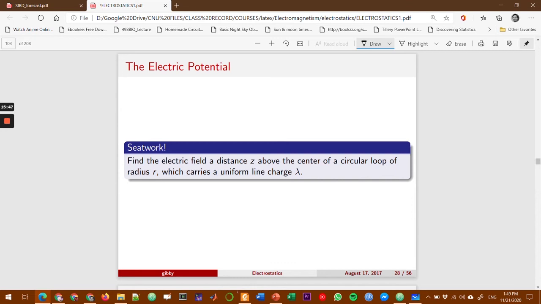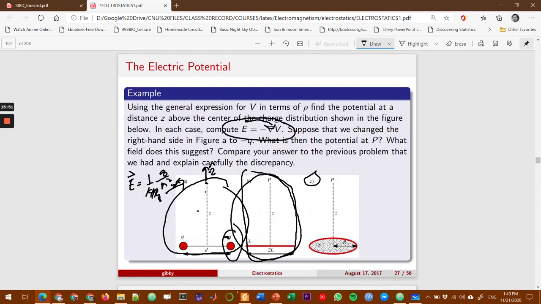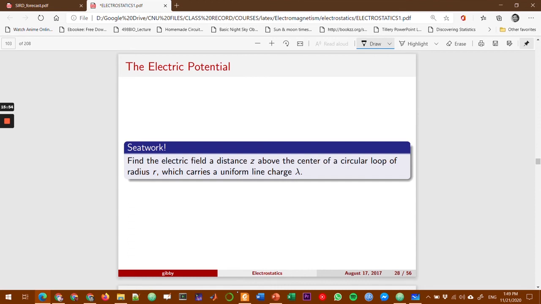Oh, kani siya oh. I think mo ni siya atong gisolve. Okay. Alright? Or maybe lahi siya. That is similar, but this time it's not a disk, but it's actually a loop. So circular loop na siya.